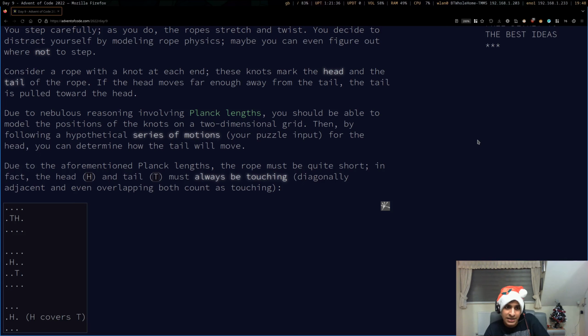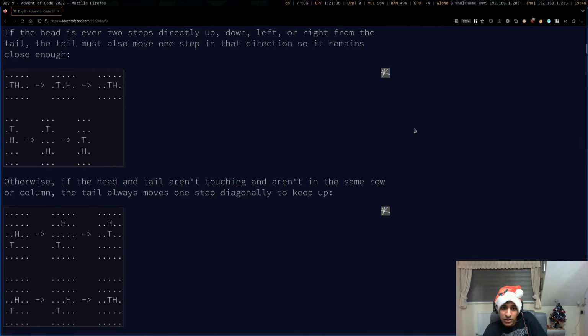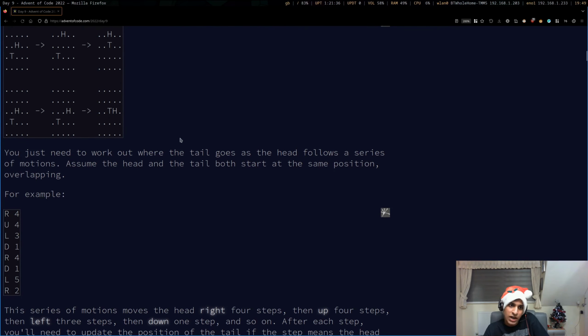In fact, the head and tail must always be touching, diagonally adjacent and even overlapping both count as touching. If the head is ever 2 steps directly up, down, left or right from the tail, the tail must also move 1 step in that direction, so it remains close enough. Otherwise, if the head and tail aren't touching and aren't in the same row or column, the tail always moves 1 step diagonally to keep up. You just need to work out where the tail goes as the head follows a series of motions, assuming the head and tail both start in the same position, overlapping.